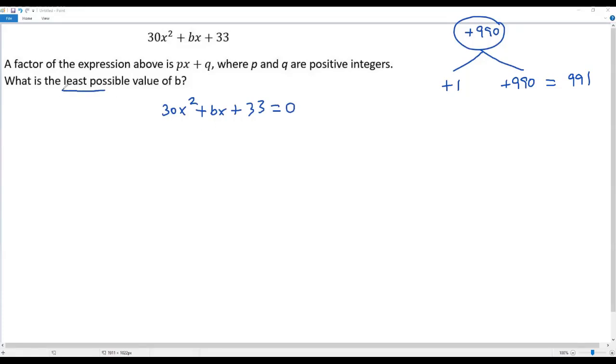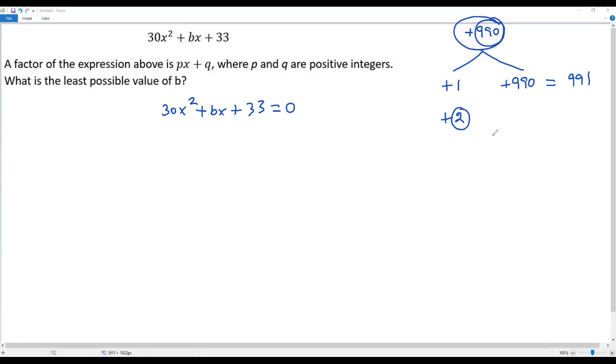But the target of the question is to find the least possible value of b. That is, we have to find the smallest value of b. For that, we can try other pairs of factors like what I've done over here. Here I started with positive 1. Now I start with positive 2 as the first factor. Then what must be the second factor? To know the second factor, we can divide this 990 by this number.